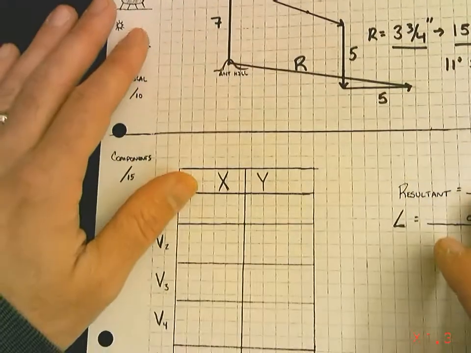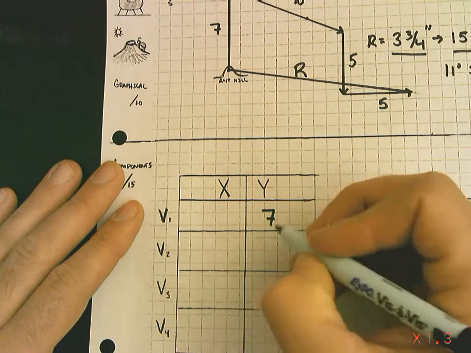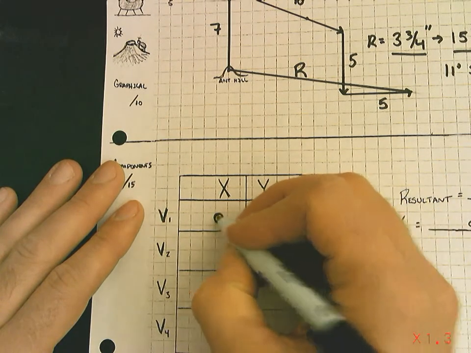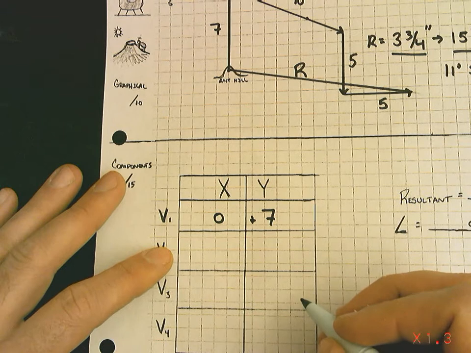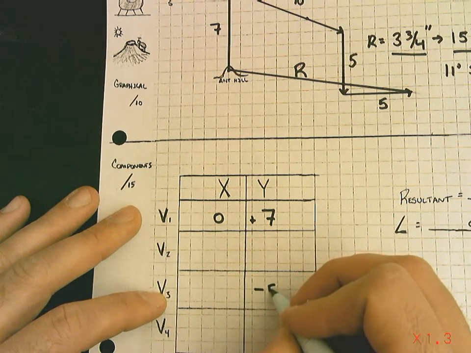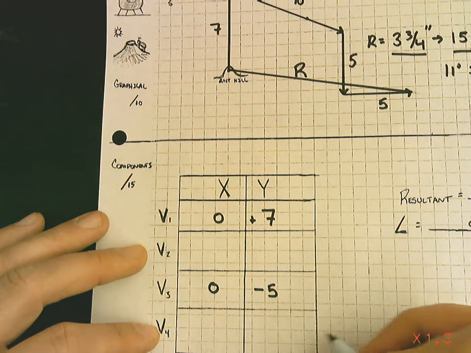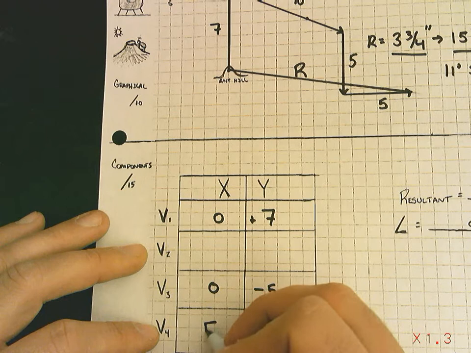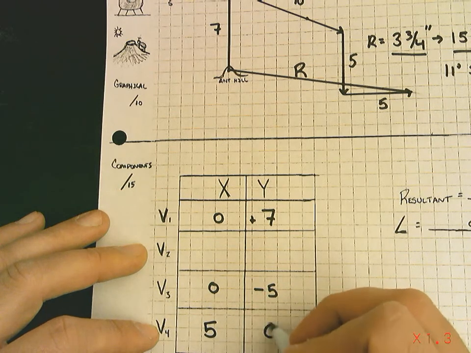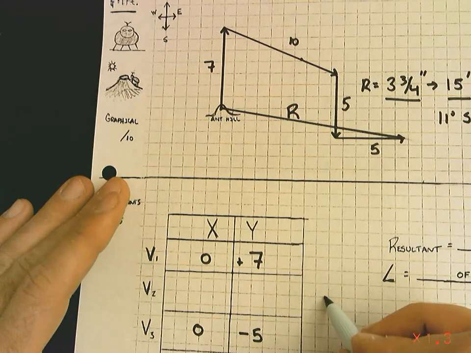Some of these are real easy because they're due. For example, when we went due north, that was simply +7 in y and 0 for the x. Vector 2 is the hard one, we'll come back to that. Vector 3, we went -5 in the y and 0 x. And then vector 4, we went to the right 5, so x is positive and y is 0. So now let's try to recreate this triangle and solve for this part right here.